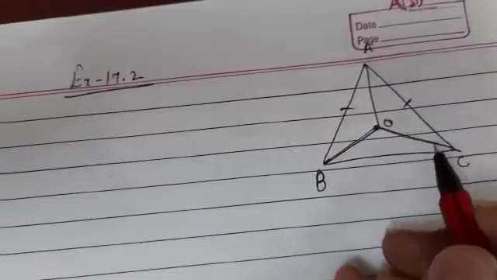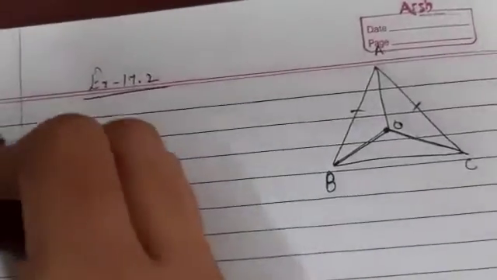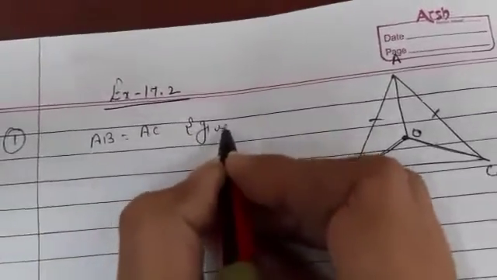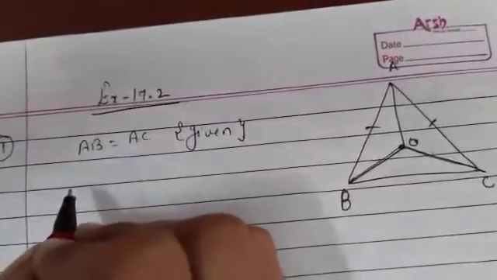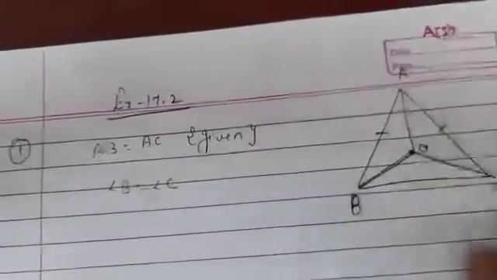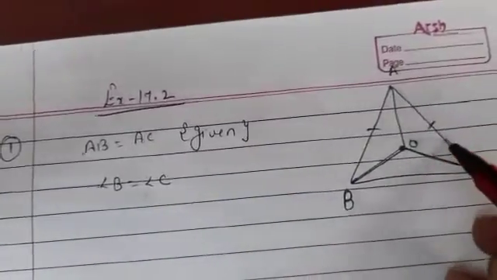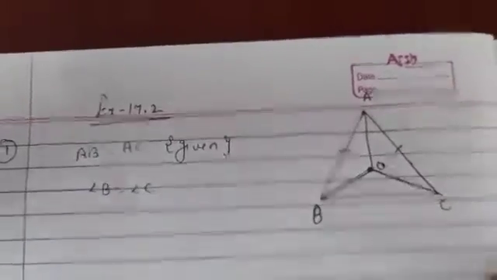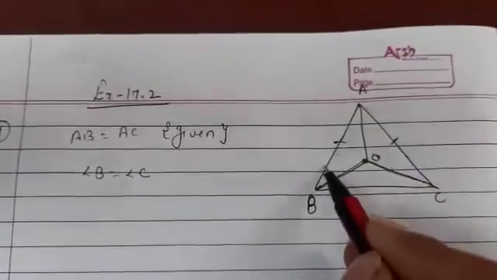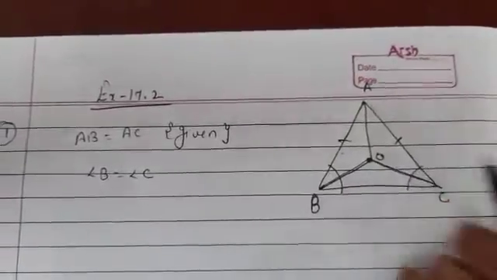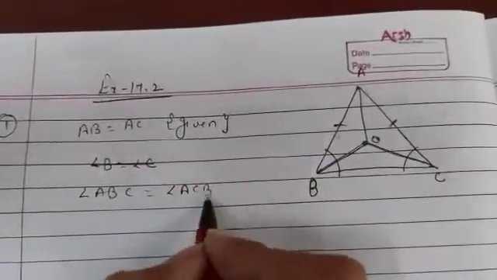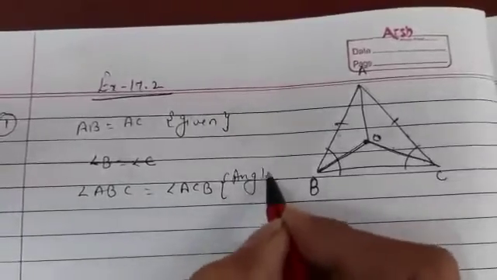Clear? So first of all, see there. AB equal to AC, that is given to us. Angle B equal to angle C. This side and this side equal. I have told you this property in the first video. If sides are equal, then the angles opposite to these sides will be equal. This full angle and this full angle, you can write angle ABC is equal to angle ACB. Reason you have to write, reason is a must.